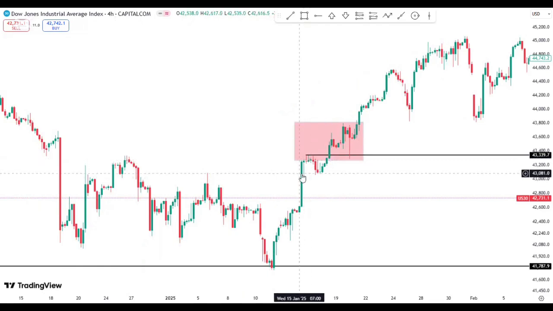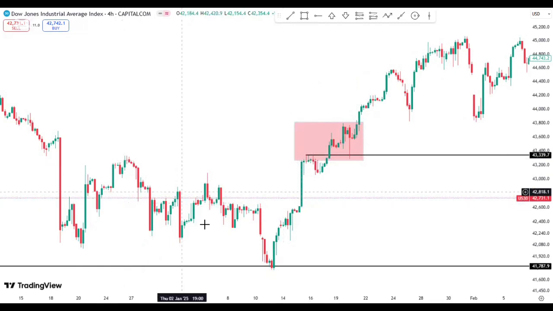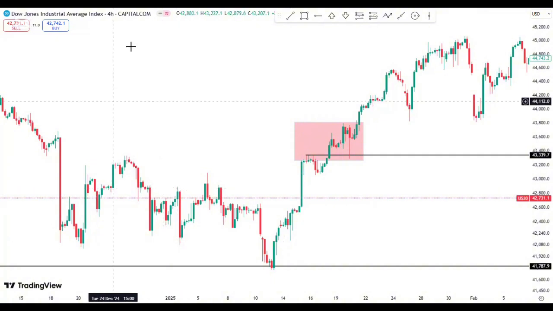But if I ask you why did you step in there and you fail to answer, then that means you still have a long way to go. Example, they left a continuation pattern here. We are on the 4-hour time frame. They came back down, then came back up to test the continuation pattern. And then this is what they did.